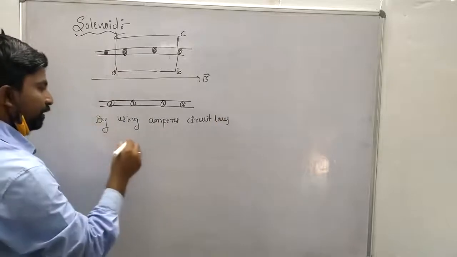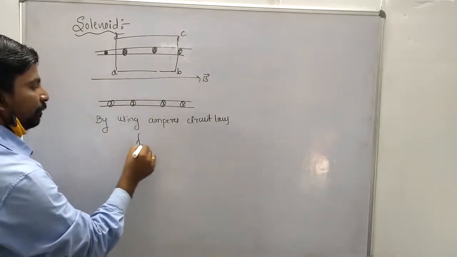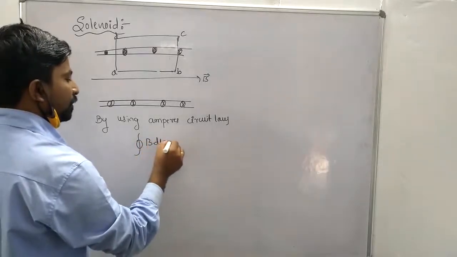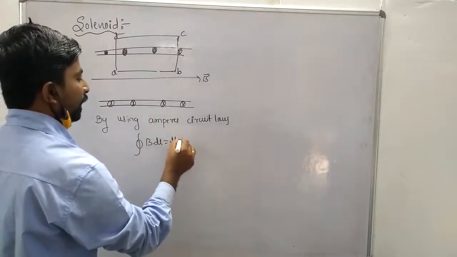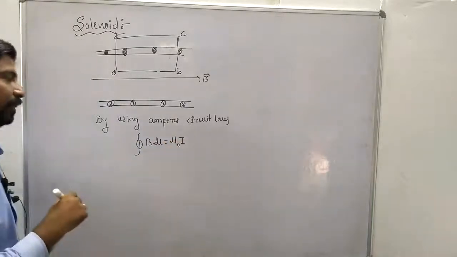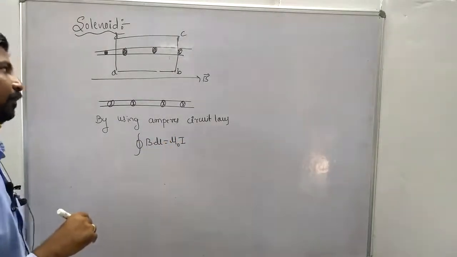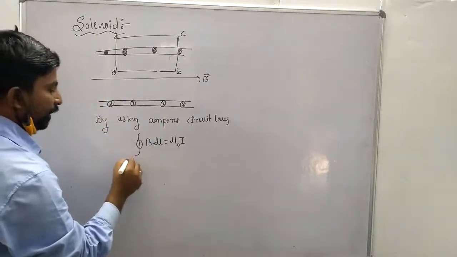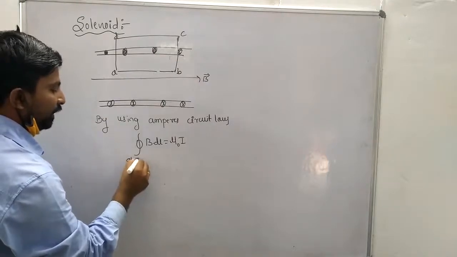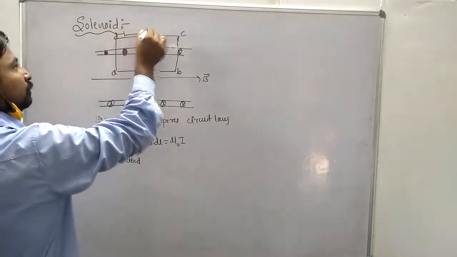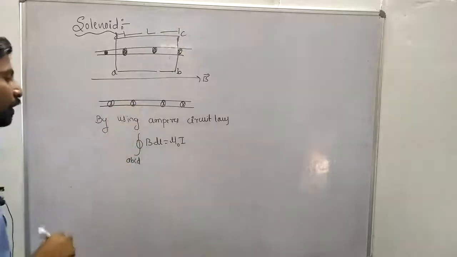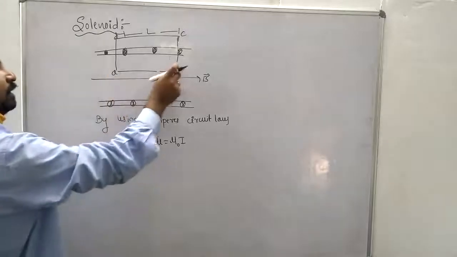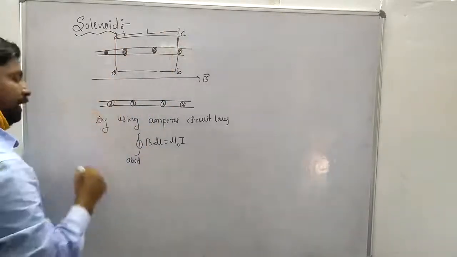So already you know about Ampere's Circuit Law: the line integral of magnetic field around any closed loop must be equal to mu naught times the net current passing through that loop. That is the statement of Ampere's Circuit Law. So now consider the rectangular Amperian loop. Therefore we can write A, B, C, D. So we can write each side: AB, BC, CD and DA.